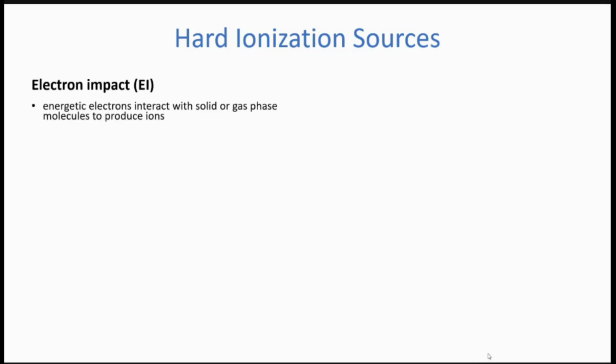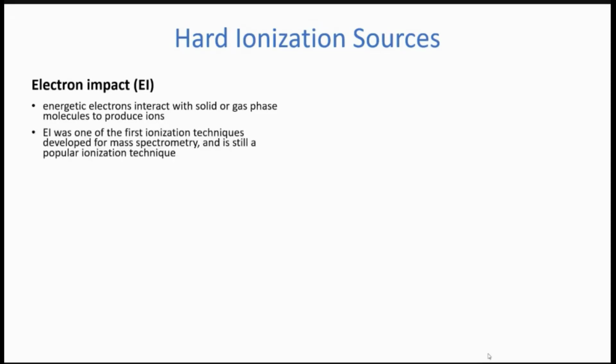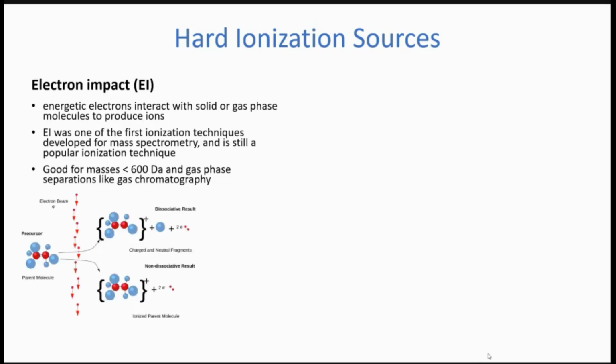All right. There are a few different types of hard ionization sources. The most commonly used is EI, or electron impact. This is when energetic electrons interact with solid or gas phase molecules to produce ions. This is also one of the first ionization techniques, and it's still very popular. It is very good for molecules with masses less than 600 Daltons, which is the same as an atomic mass unit, and also very good for gas phase separation. So EI is often used for gas chromatography.